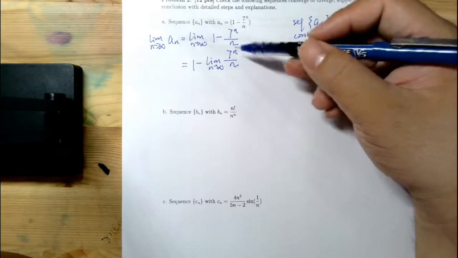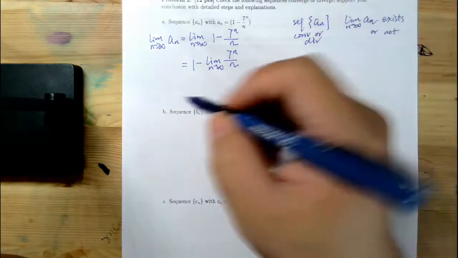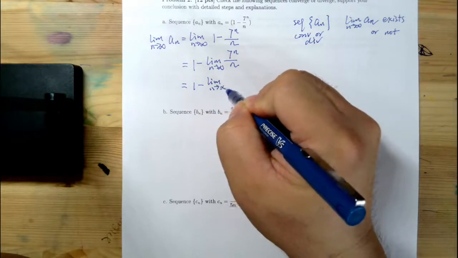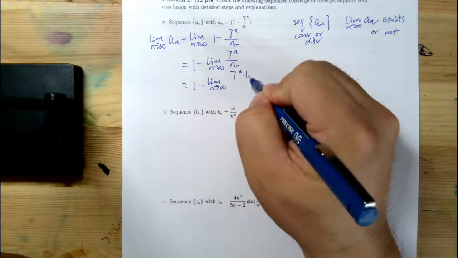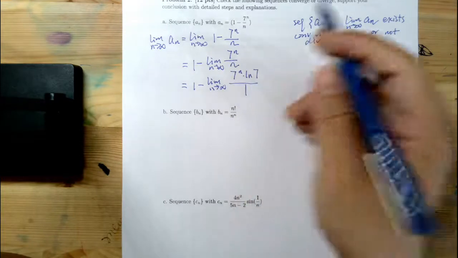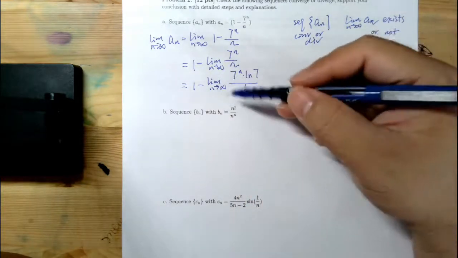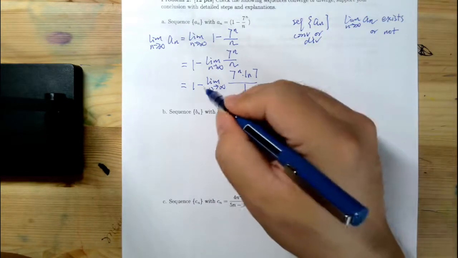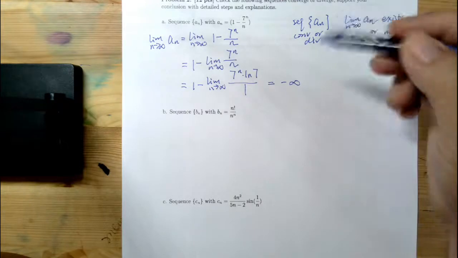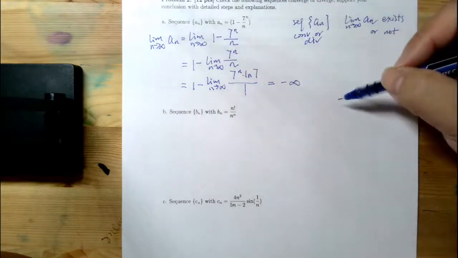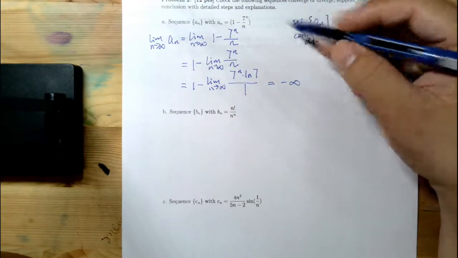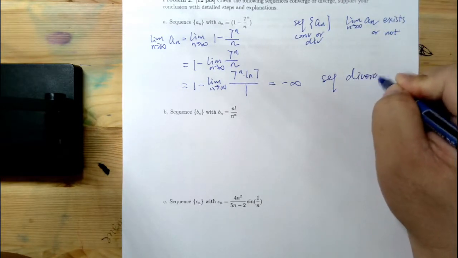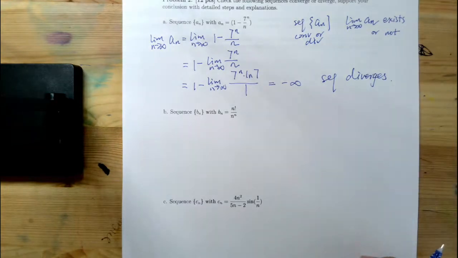So it's 1 minus the limit, where the derivative of the top is 7^n times ln 7, over 1. Do you agree that as n goes to infinity, this goes to infinity? There's a negative sign there, so the limit goes to negative infinity. Hence, the sequence diverges. That's based on the definition, and that's our main conclusion here.